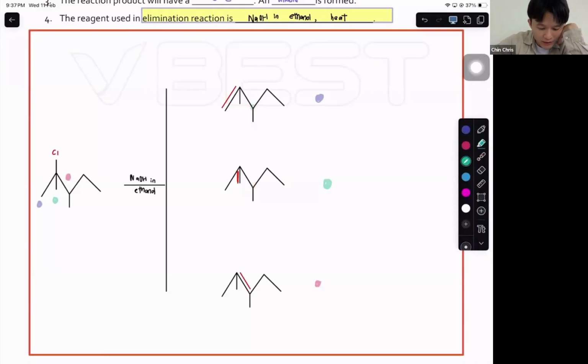Okay, so you have a chiral center here. You have a chiral center here. So it's going to be 2, 1, 2, 2, 1, 2, and 1 isomer in total. 5 isomers in total.